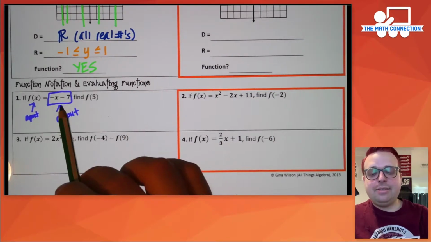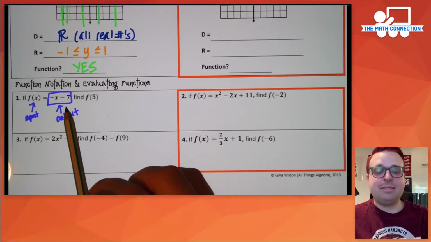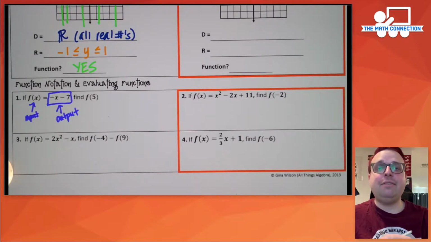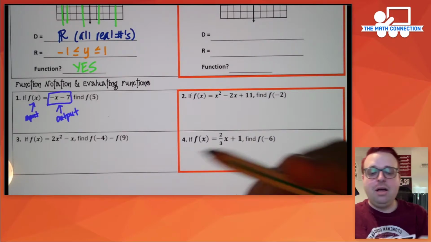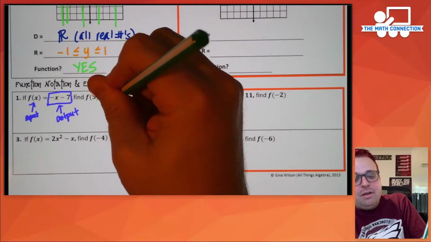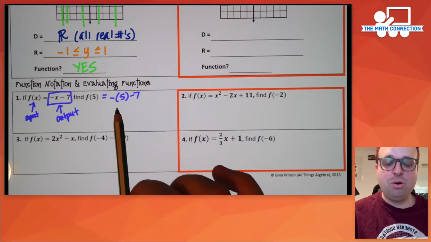So in this example, the machine that I'm plugging it into is negative x minus 7. And the thing I'm putting in is 5, and so I need to find out, if I put in 5, what does the machine put out for me at the end? So all I do is I put negative 5 minus 7. Now, I did that with parentheses, okay?